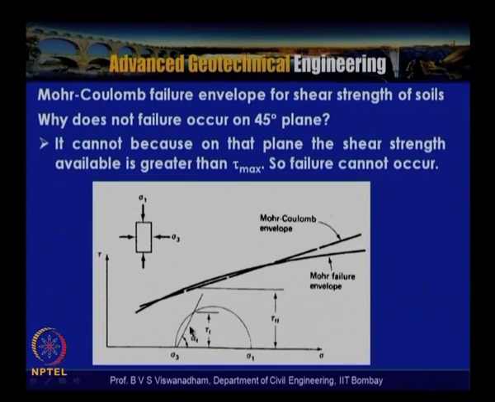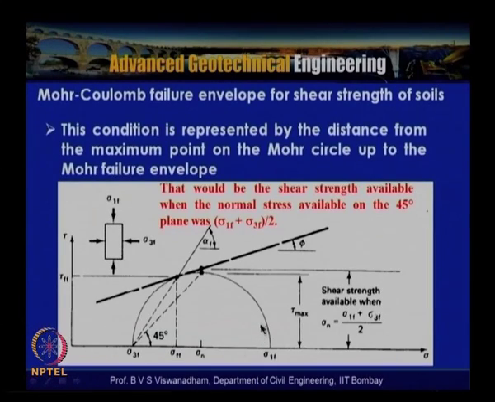With this discussion, this is a stable circle, but when the circle comes in contact with the Mohr Coulomb failure envelope, that is the point, and from sigma 3 f to this point is what we call the angle of the failure plane.